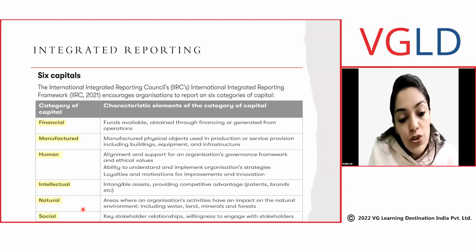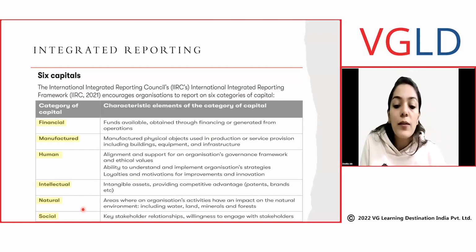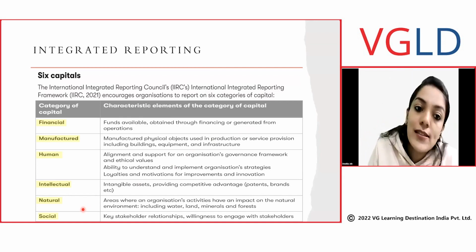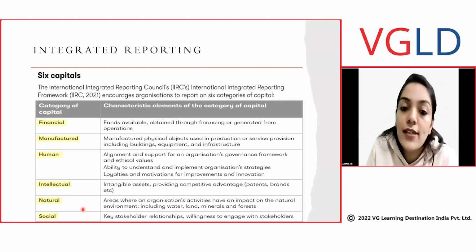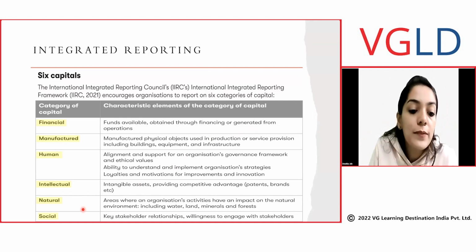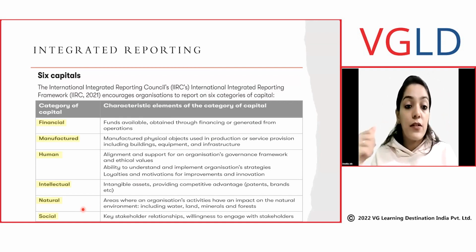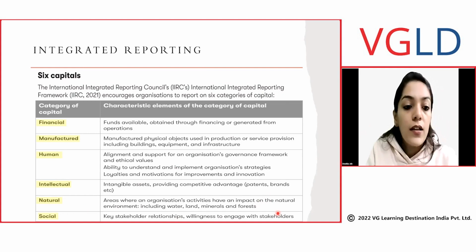The next is social. Social is how you are managing your key stakeholders. Like we discussed, what are the key stakeholders of a company? Shareholders, customers, suppliers, employees. How much the company is actually working on preserving its relationships with the key stakeholders. So key stakeholder relationships, willingness to engage with the stakeholders. So these are the 6 capitals.